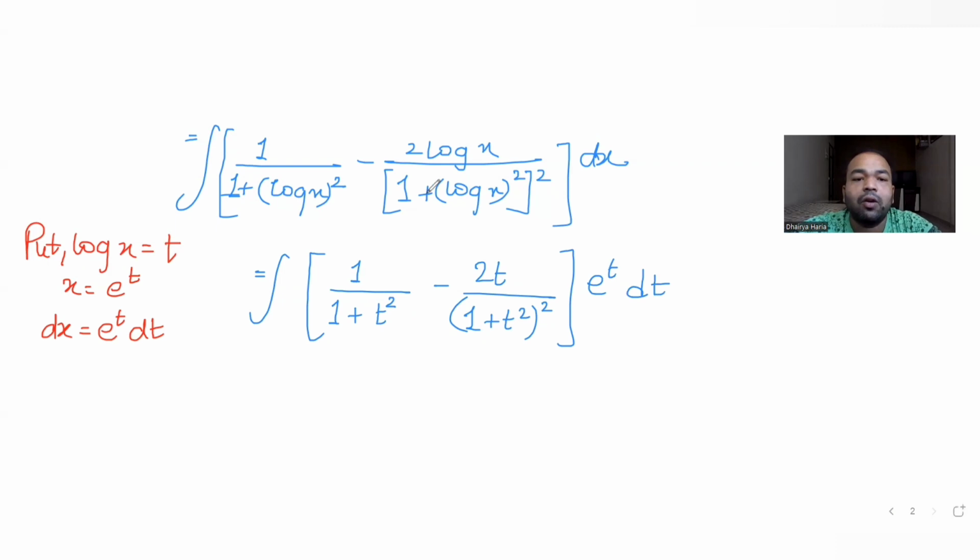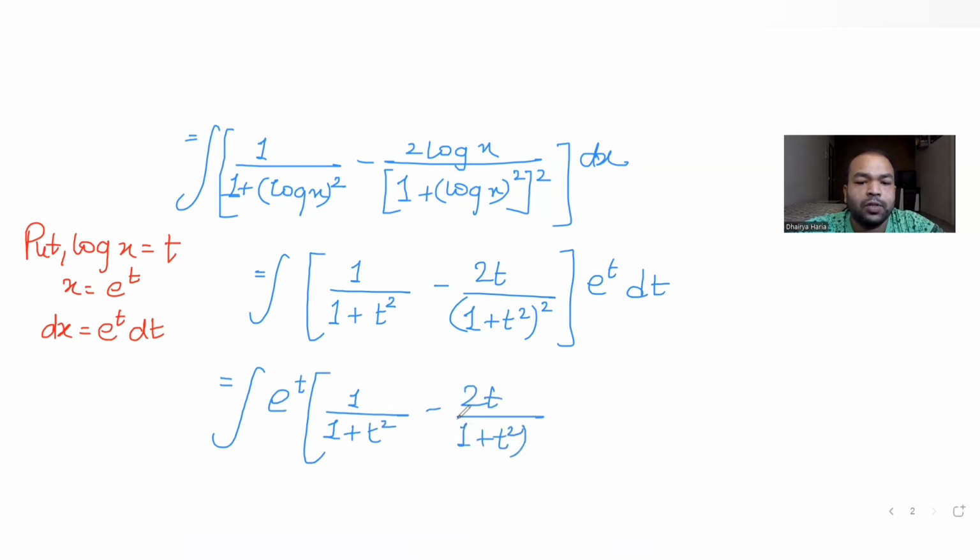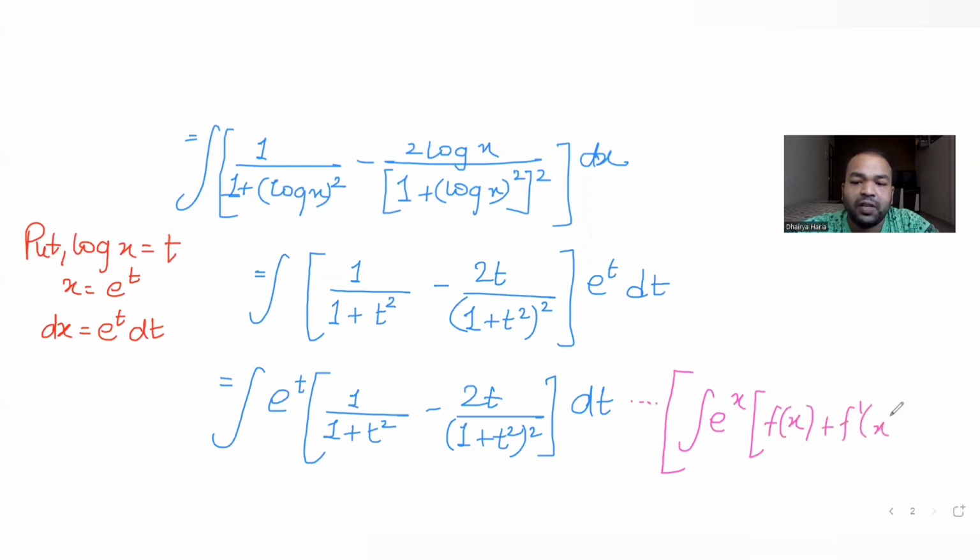Now I can think of one idea which we already have. Let me first write it in that fashion: e raised to t times (1 upon (1 + t)² minus 2t upon ((1 + t)²)²) dt. Now I can write this expression using the formula: the integral of e raised to x times (f of x plus f dash of x) is e raised to x into f of x plus c.